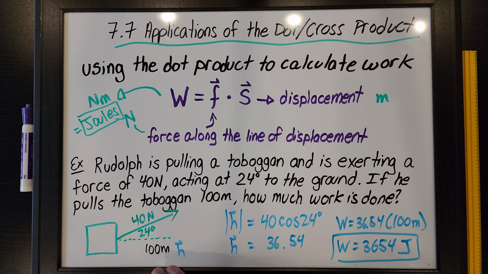Okay, a little confusing maybe with the diagram. That 100 meters just tells us how far this is being tugged. It's not really part of the diagram that I'm interested in. Really, what I'm interested in is this vector h.